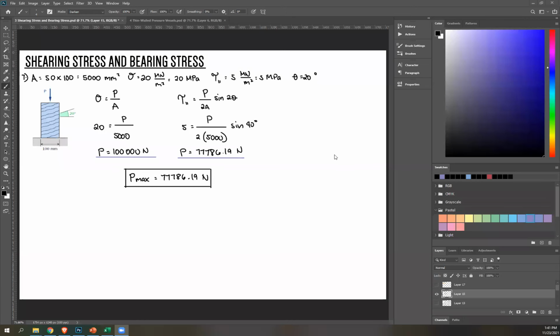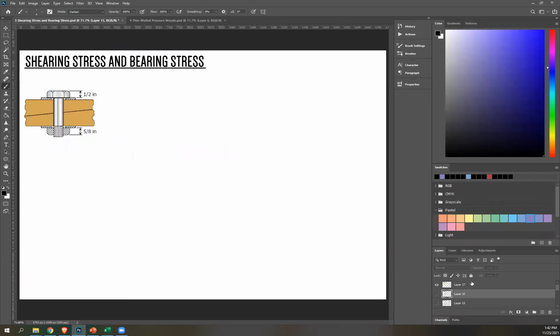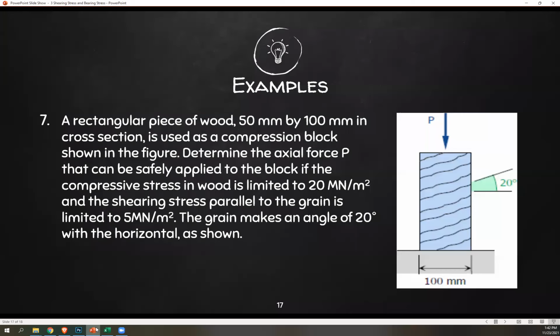Okay, no questions. Great. Let's have the final problem for shearing stress and bearing stress. Number 8.